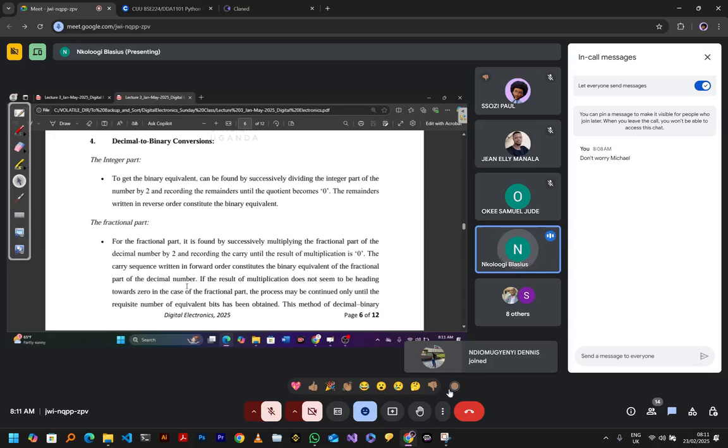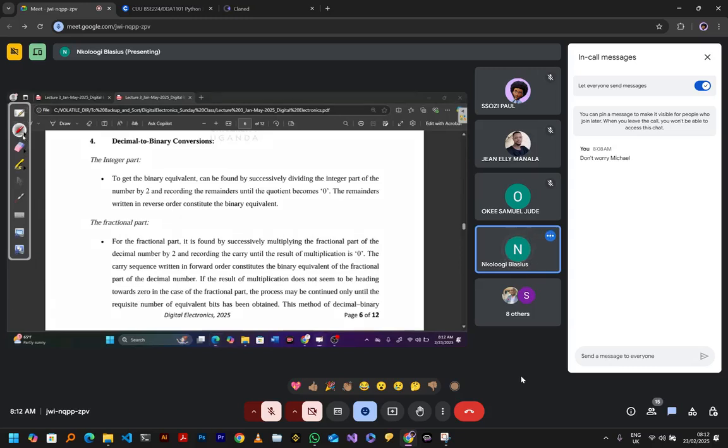Okay. So binary conversions from decimal can even range to numbers which have fraction parts. We have already covered and understood how you could convert such a number to binary.